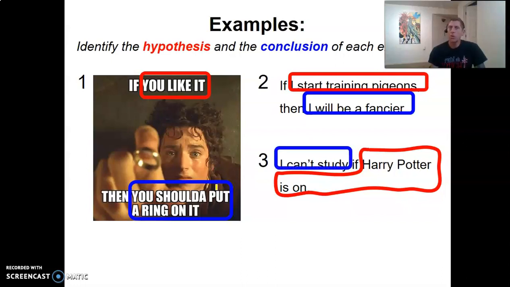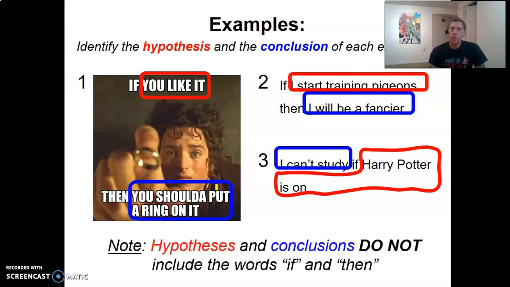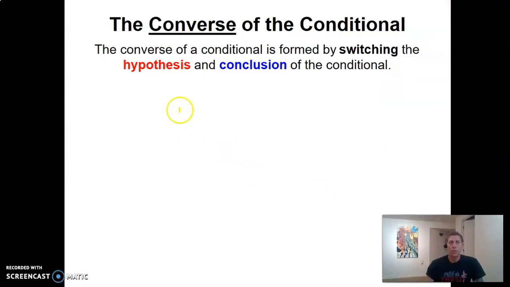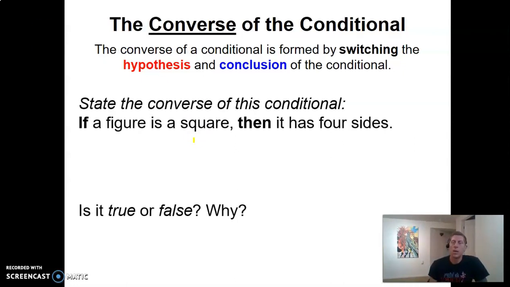So it's important to note in this that we don't necessarily need the word then to have a conclusion in a statement. Some of you have already noticed that the hypothesis and conclusions don't include the words if and then. So please note that, and that might just be on a quiz or a test. Okay, super important. The converse of a conditional is formed by switching the hypothesis and the conclusion. Okay? So again, we took notes on this, so I'm going to kind of breeze through this.